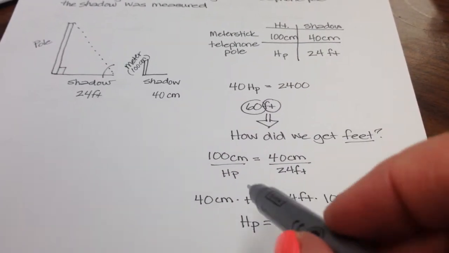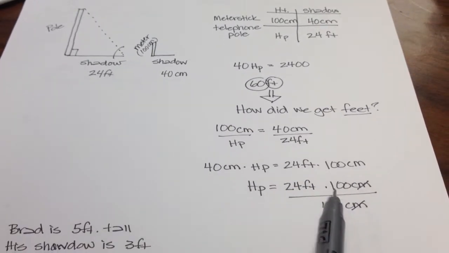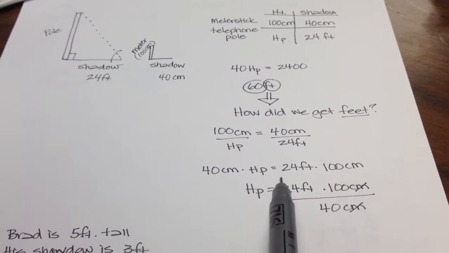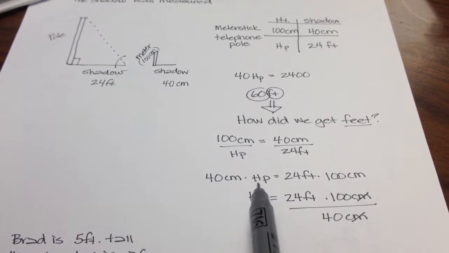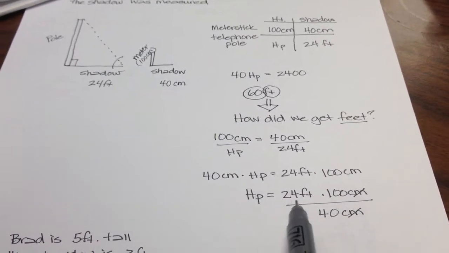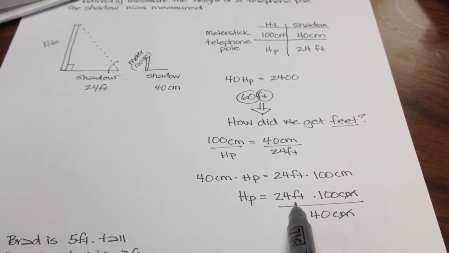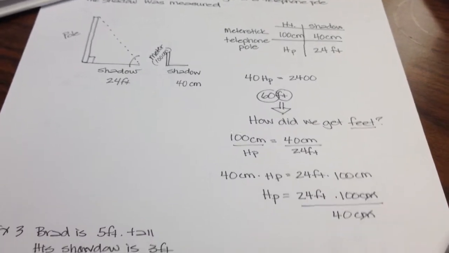How did we get feet? Aha! We had 100 centimeters over 40. Okay, so this is what we did. We took 40 centimeters times the height of the pole equals 24 feet times 100 centimeters. Divide that by 40. Get rid of those centimeters, and all you have left is feet. So we did a little unit multiplier there.